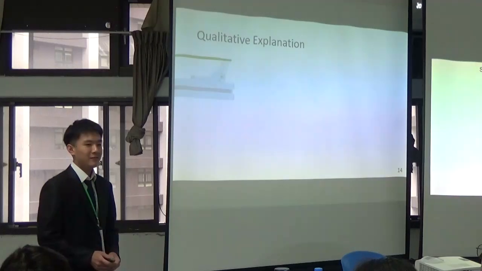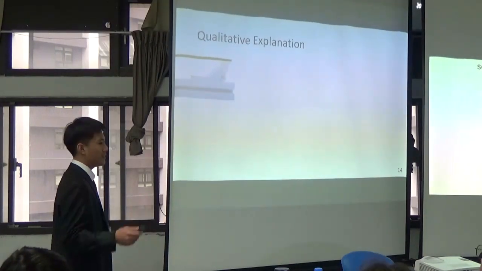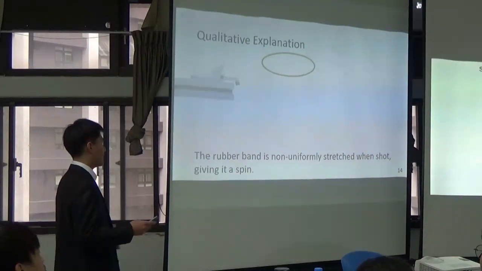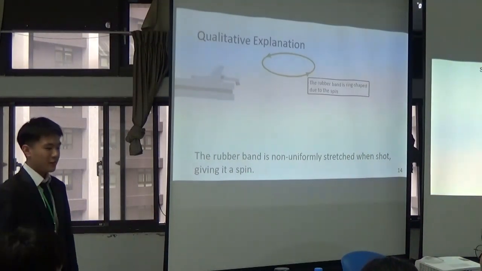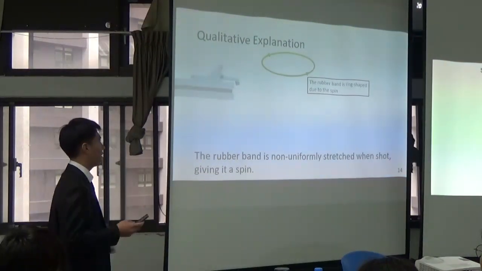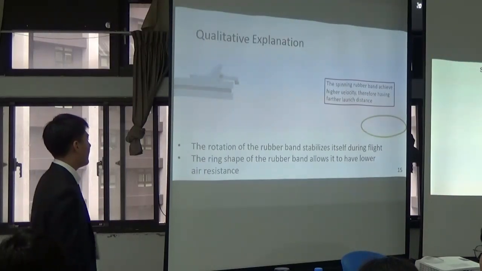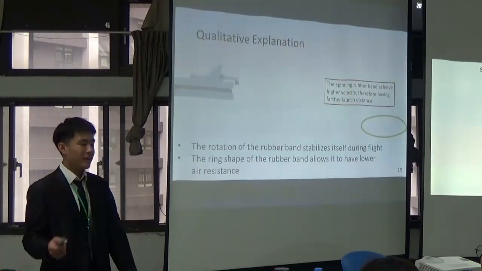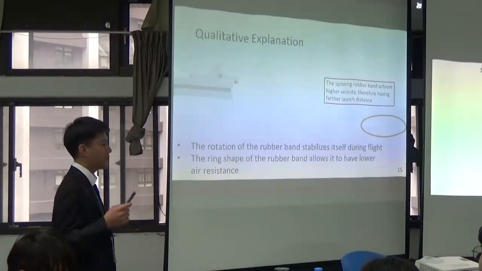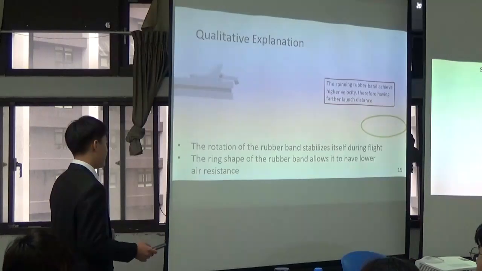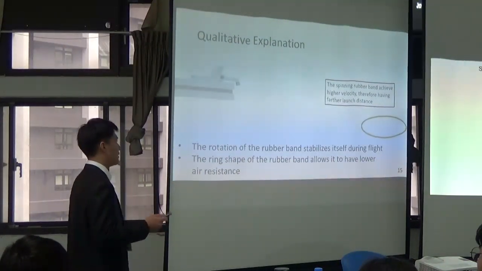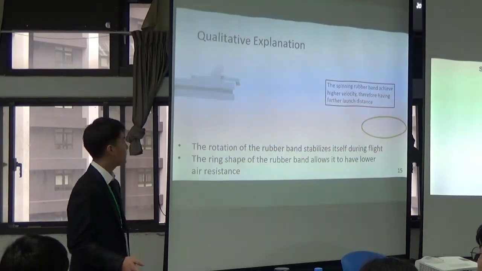And here's how the ejection happens. First, the rubber band is non-uniformly stretched when shot, giving it a spin. Because of the spin, the rubber band stays in a ring shape during its flight. And the rubber band will land at a far distance because it is more stable, and also it has slightly lower air resistance because of its ring form, which allows it to achieve a farther launch distance.